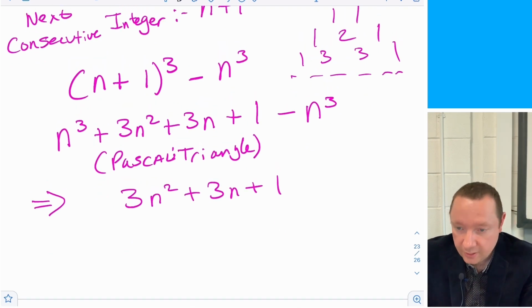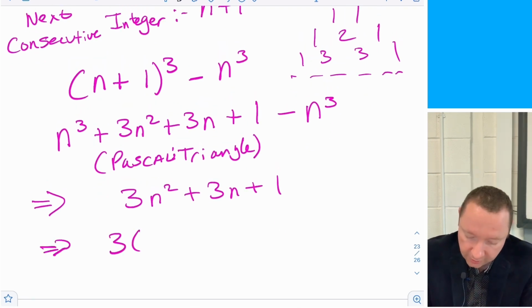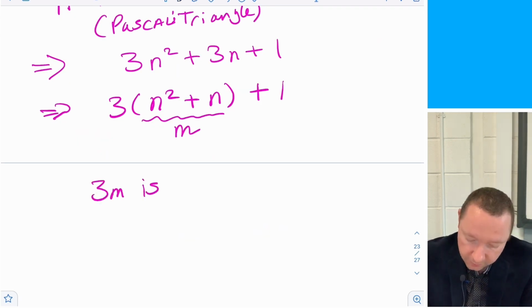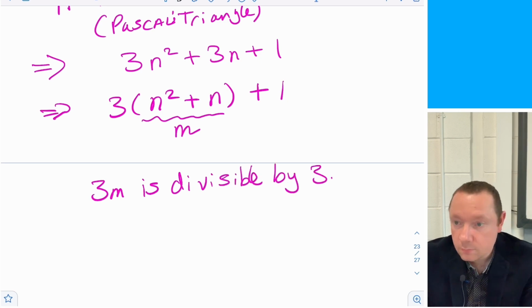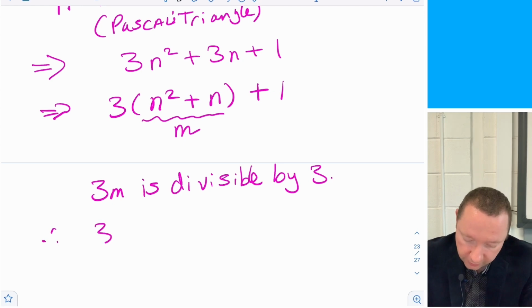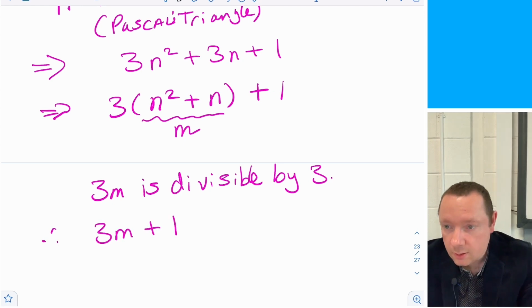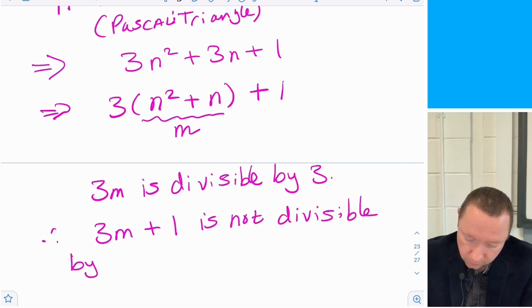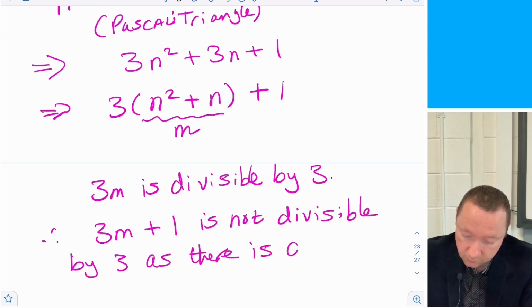You should be able to see then that we've got 3 bracket n squared plus n, plus 1. So let's just call that bracket m. That's 3 times m, so 3m is divisible by 3. And therefore, obviously, 3m plus 1 is not divisible by 3, as there is a remainder of 1. Always a remainder of 1.